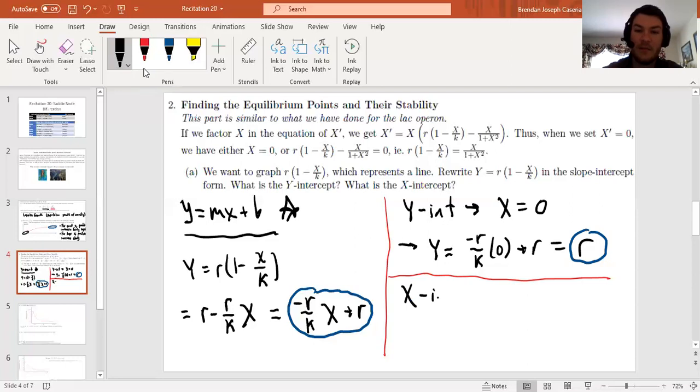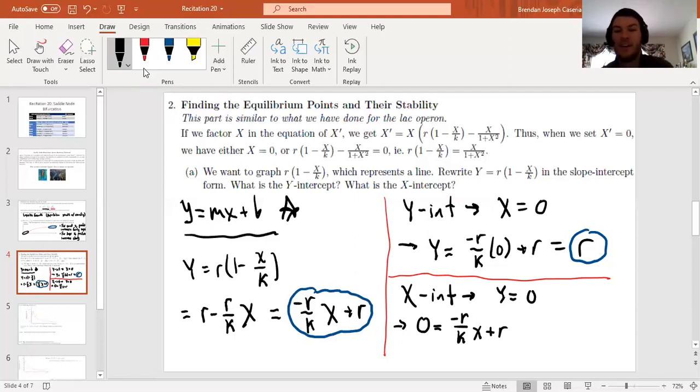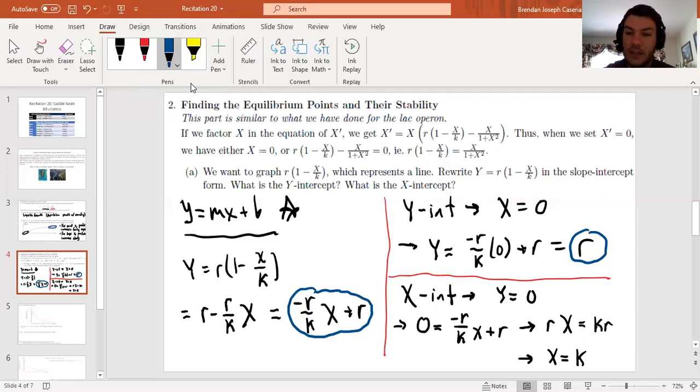We need the x-intercept now, and that's equivalent to saying that y is equal to 0. And so we get 0 equals negative r over k x plus r. I'll bring the negative r over k x to the other side and multiply by k. What we end up with is rx equals k r. And as long as we can assume that r is not 0, which makes sense because if r was 0, then there wouldn't be any population growth, then we have that x equals k. That's also very nice. All right, we have y equals r and x equals k as our intercepts for the line. So that'll actually help us graph this thing pretty nicely.